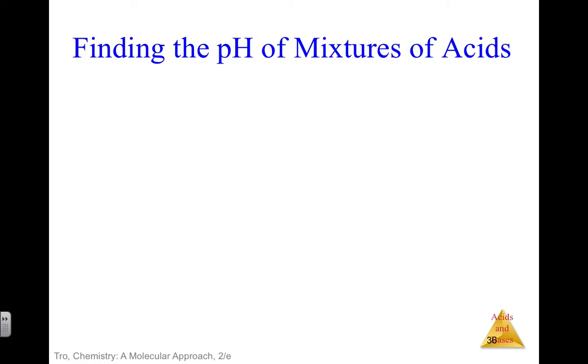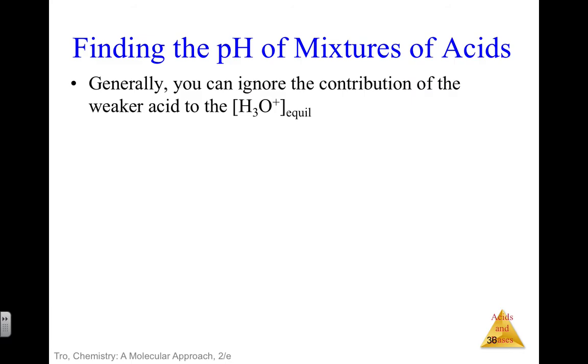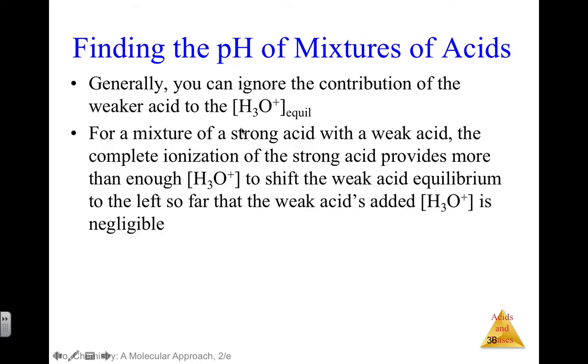Okay, let's look at finding the pH of mixtures of acids. So in general, we can ignore the contribution of the weaker acid to the hydronium concentration at equilibrium. And remember, it's this hydronium concentration at equilibrium that we need to calculate our pH. So if we have a mixture of a strong acid and a weak acid, the complete ionization of the strong acid provides more than enough hydronium to shift the weak acid equilibrium to the left so far that the weak acid's hydronium is negligible. So let's look at this a little bit more.